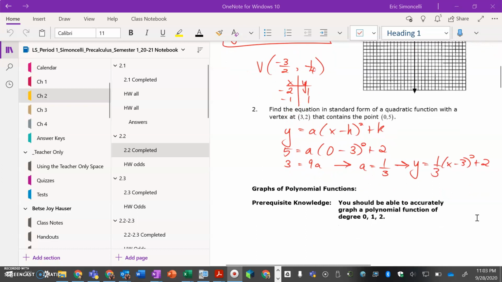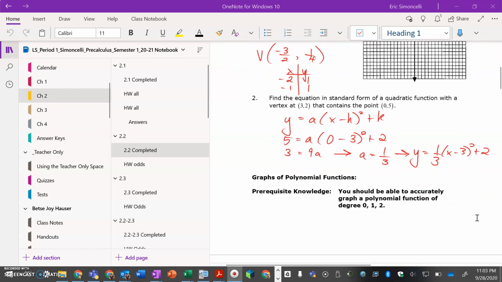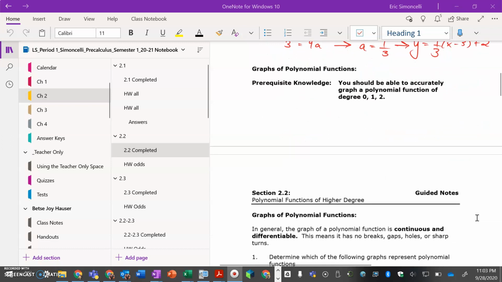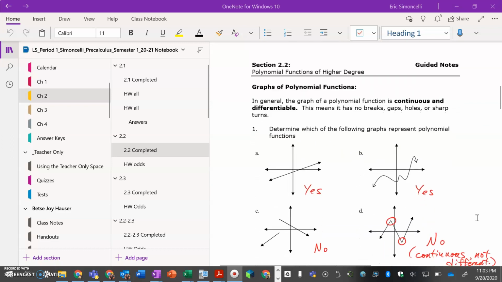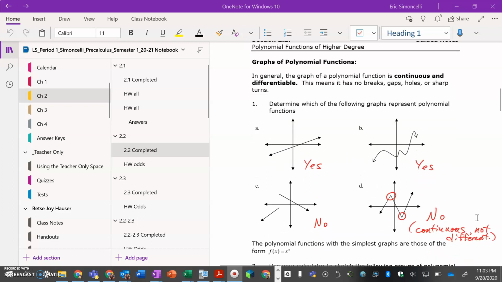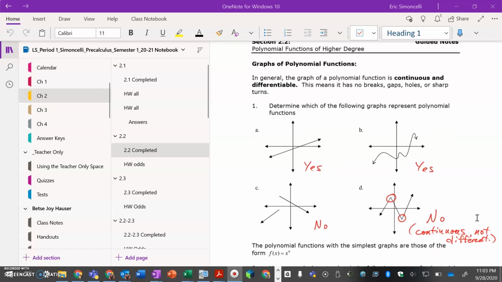Okay, so graphs of polynomial functions. There is some prerequisite knowledge. You should be able to accurately graph a polynomial function of degree 0, 1, and 2. As we continue, in general, the graph of a polynomial function is continuous and differentiable. This means that it has no breaks, gaps, or holes, or sharp turns for that matter.